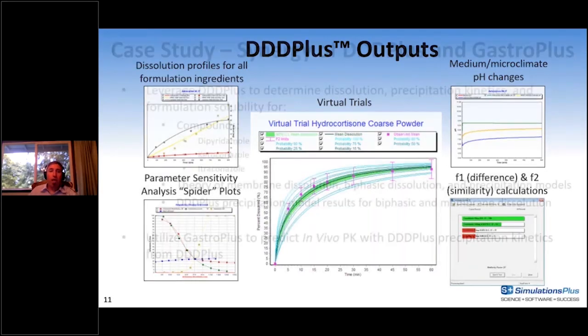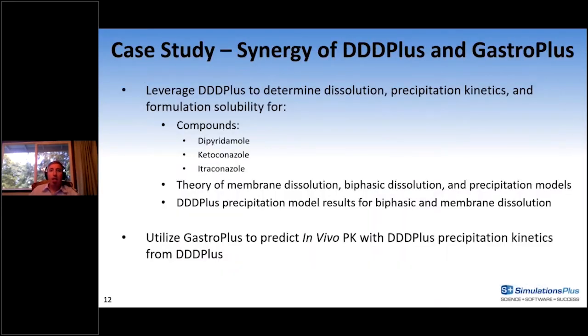So today I wanted to talk about a case study that highlights the synergy of GastroPlus and DDDPlus together. It's going to leverage DDDPlus to determine the dissolution and precipitation kinetics for Dipyridamole, Ketoconazole, and Itraconazole. So in this case, we'll be able to predict the precipitation parameters for each of these compounds. And for the case of Itraconazole, where there's some excipients involved, we'll be able to look at the differences in formulation solubility based on the membrane or biphasic dissolution apparatus.